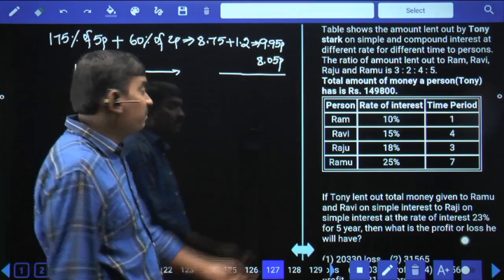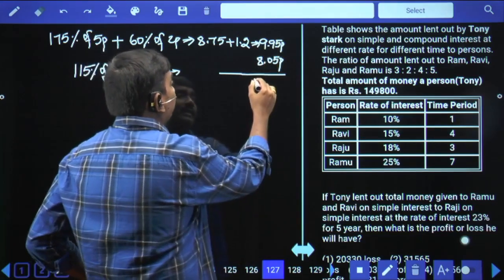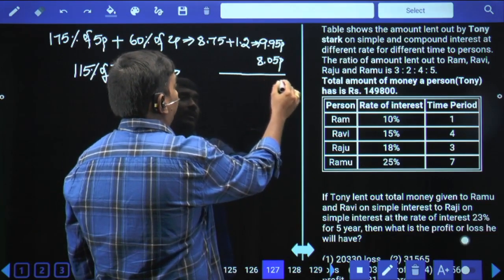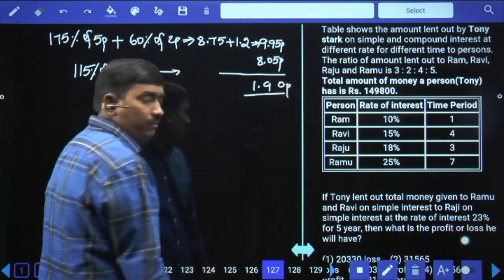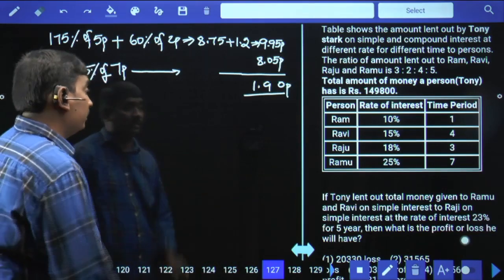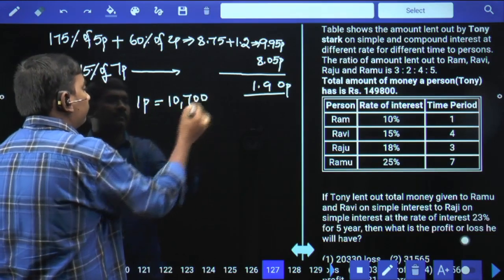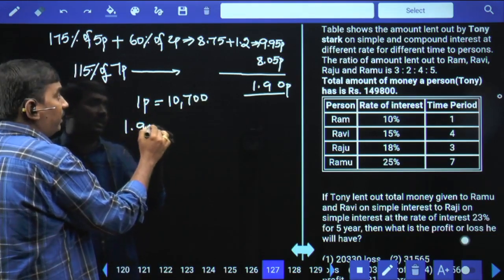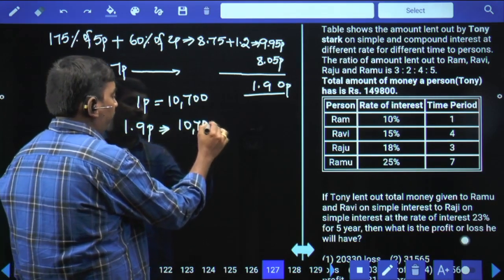So how much is the loss? 9.95 minus 8.05. There is a loss of 1.9 parts. Already you know that 1 part value is 10,700. Then 1.9 parts loss means 10,700 into 1.9.